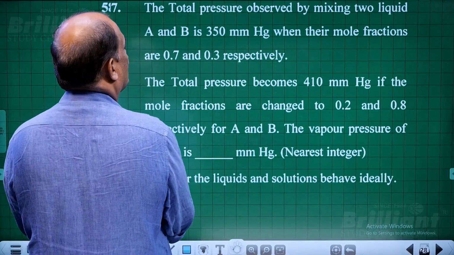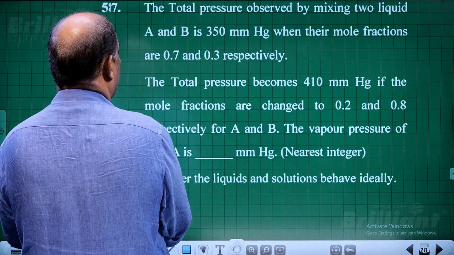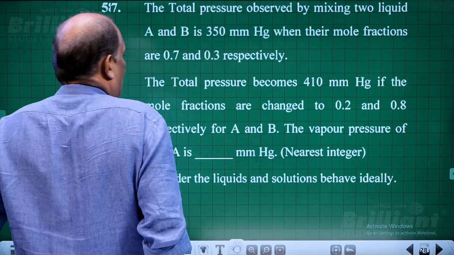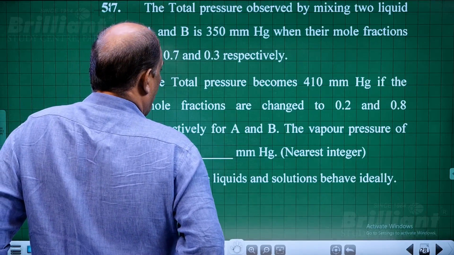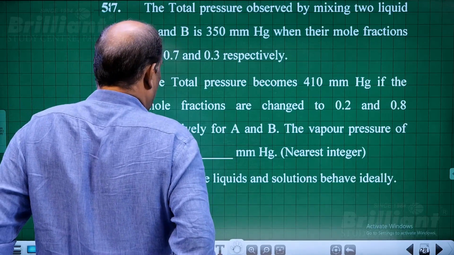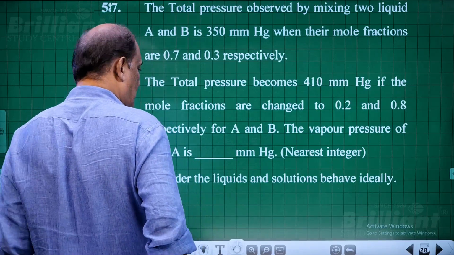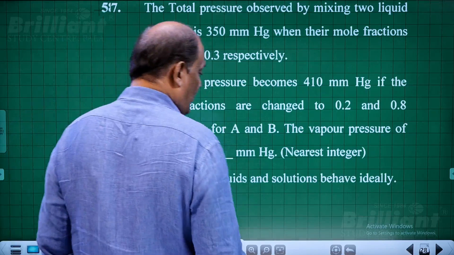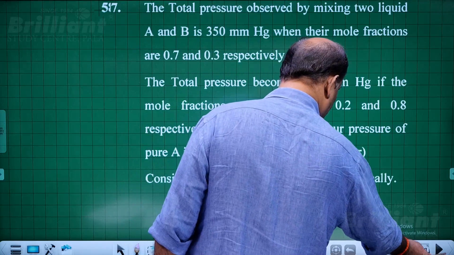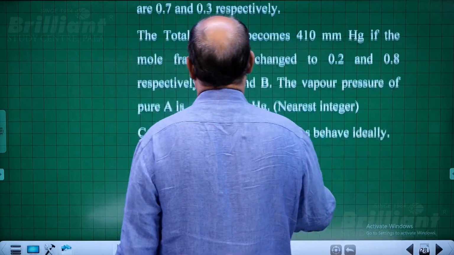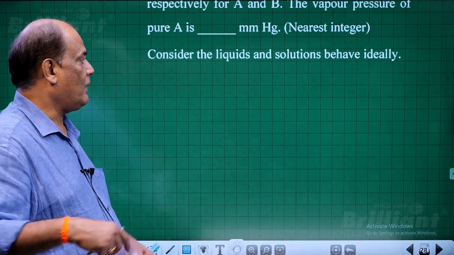Total pressure observed by mixing two liquids A and B is 350 mm when their mole fractions are 0.7 and 0.3 respectively. The total pressure becomes 410 mm of mercury if the mole fractions change to 0.2 and 0.8 respectively for A and B. Find the vapor pressure to the nearest integer, considering the liquid solution behaves ideally. So according to ideal behavior, Raoult's law, we can directly do the problem like this. I already have done.